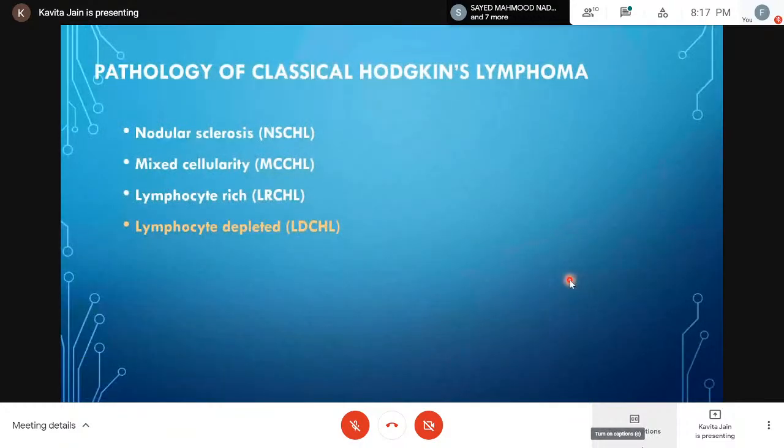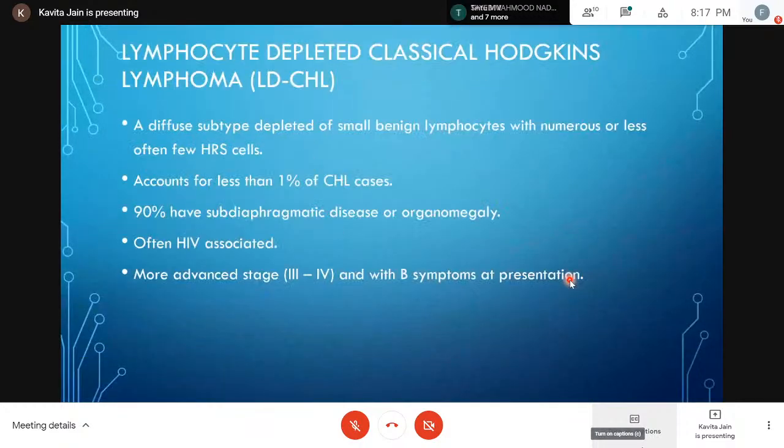Now, lymphocyte depleted. This is a diffuse subtype depleted of small benign lymphocytes, and they have numerous sheets of RS cells, and they account for less than 1% of cases. Stage 4 disease, subdiaphragmatic disease or organomegaly is often HIV associated, and they have these symptoms at presentation. And most of the studies say that mostly they are NHLs only, non-Hodgkin's lymphoma.